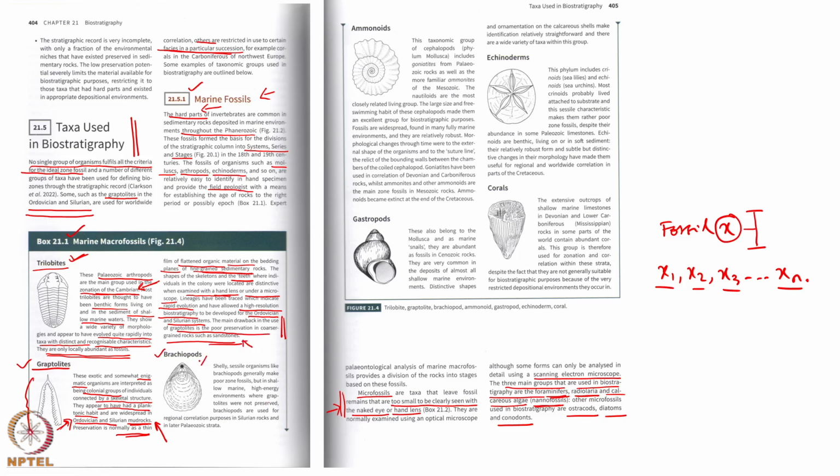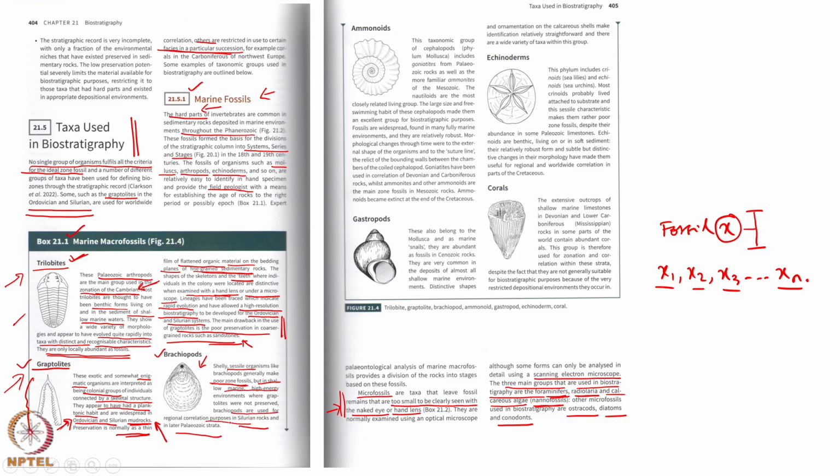Let us look at the brachiopods. Here only one figure is given, but there can be ranges of figures of different species of brachiopods, of trilobites, of graptolites, etc. Brachiopods, shelly sessile organisms, generally make poor zone fossils if I compare the usefulness of graptolites and trilobites, but in shallow marine high energy environment where graptolites were not preserved, brachiopods are used for regional correlation purpose in Silurian rock and in late Paleozoic strata.